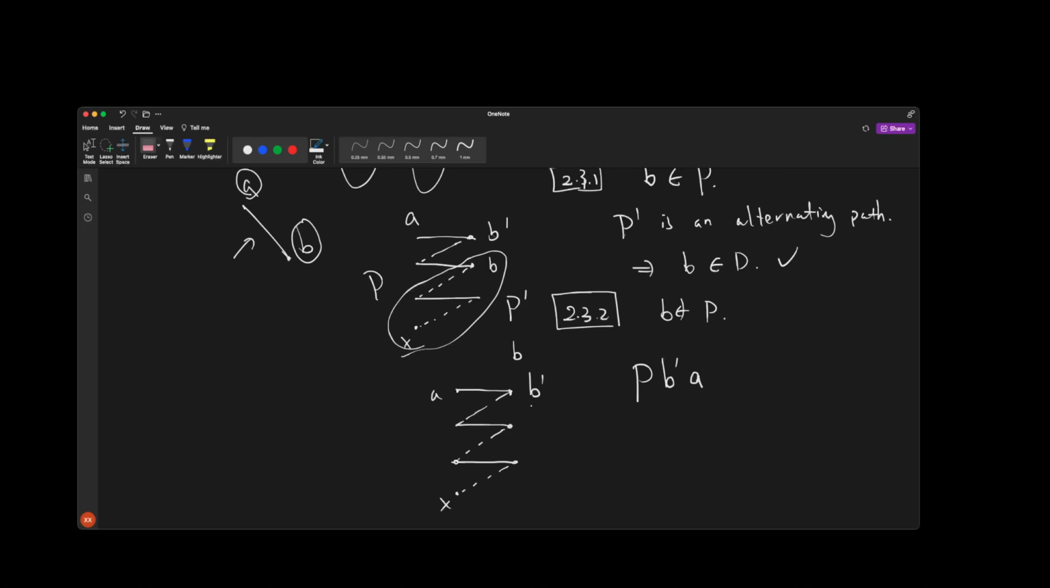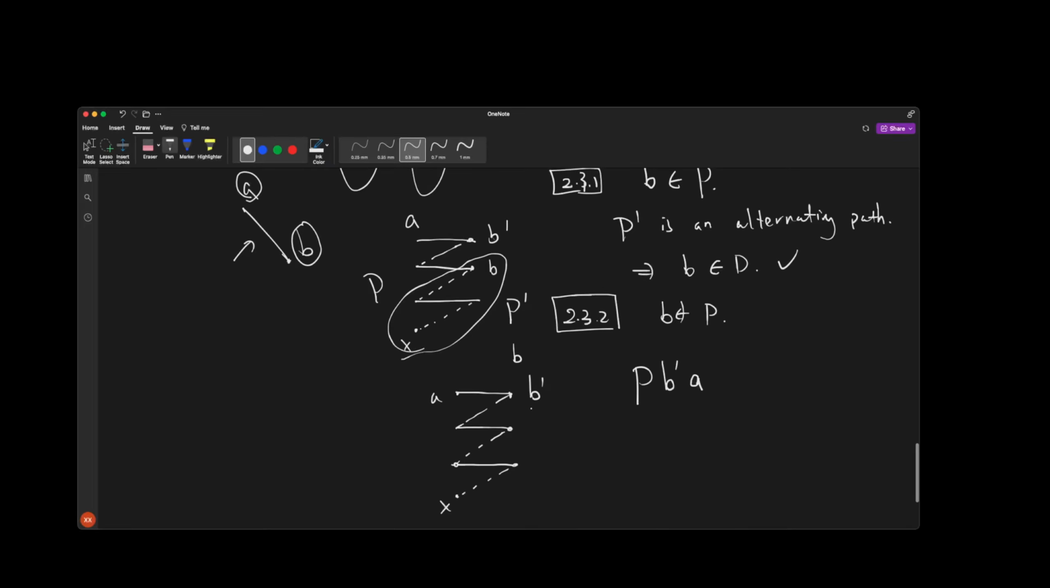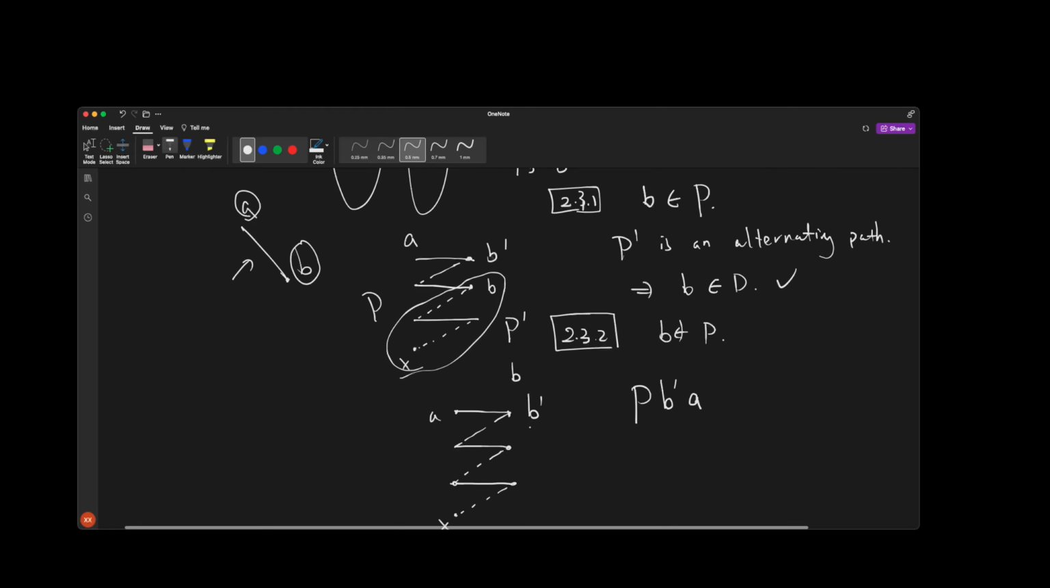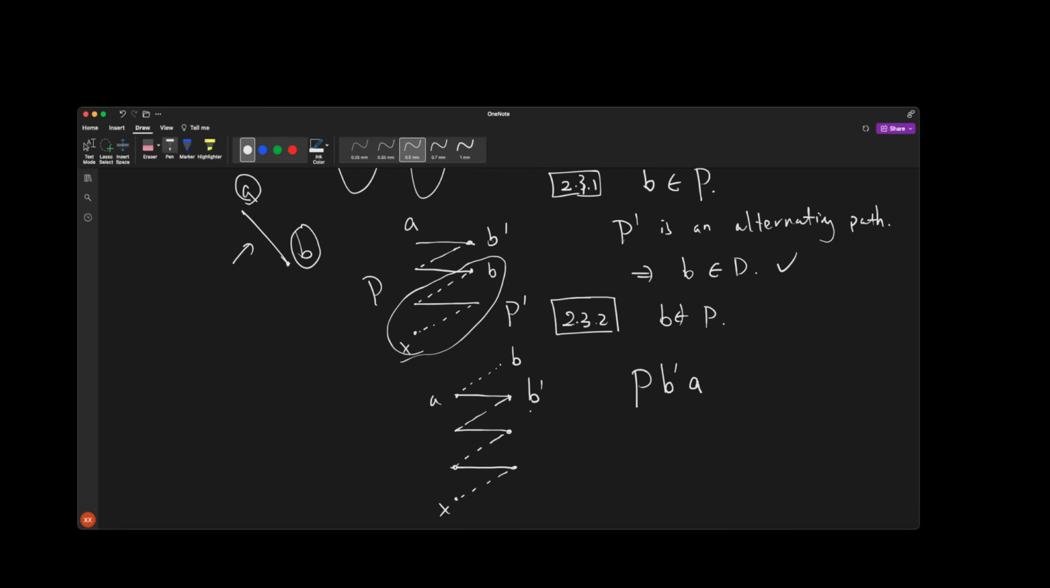AB prime, you see AB prime is an edge in M, and look at this. AB prime is an edge in M. AB is not an edge in M, right? So I continue with this path. I write P, B prime, A, B, this guy. It is an alternating path.